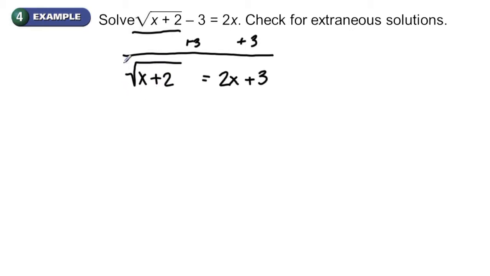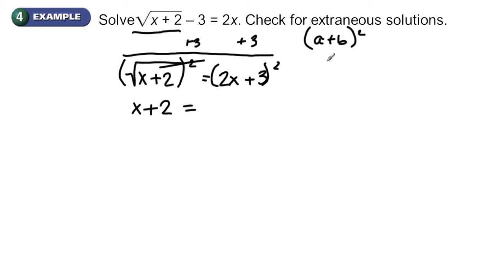Now we need to do the opposite of the square root because we're trying to solve for x. So the next thing we're going to do is square both sides, because that is the inverse operation of a square root. So this cancels out and we are left with x plus 2 equals, and we're going to use that binomial square property. And again, just write that off to the side. A plus b squared is equal to a squared plus 2ab plus b squared.